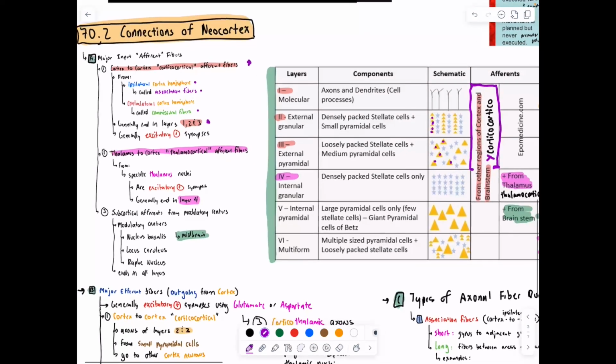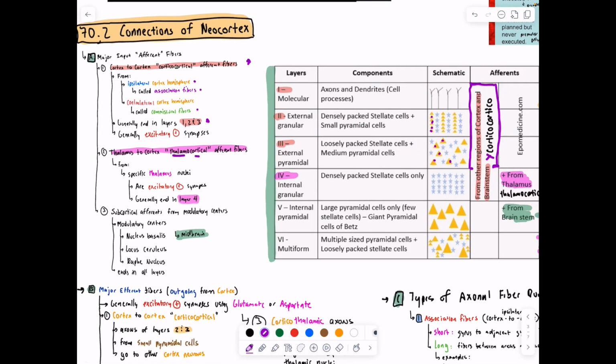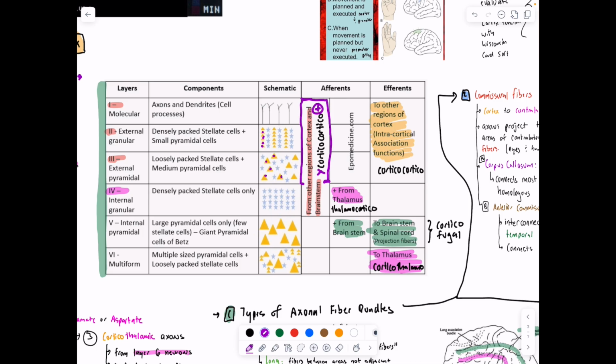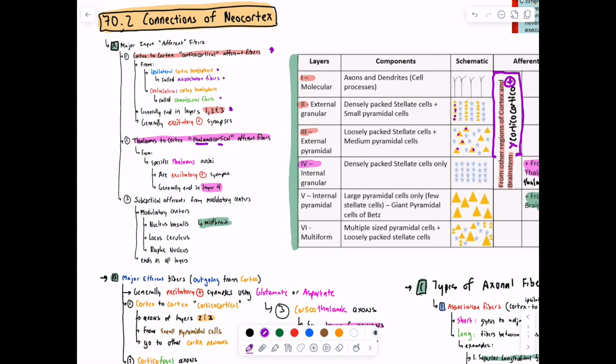And then we have thalamus to cortex, thalamocortical cells. And then we're supposed to say these are stimulatory generally. Thalamocortical afferent fibers are coming in from specific thalamic nuclei.